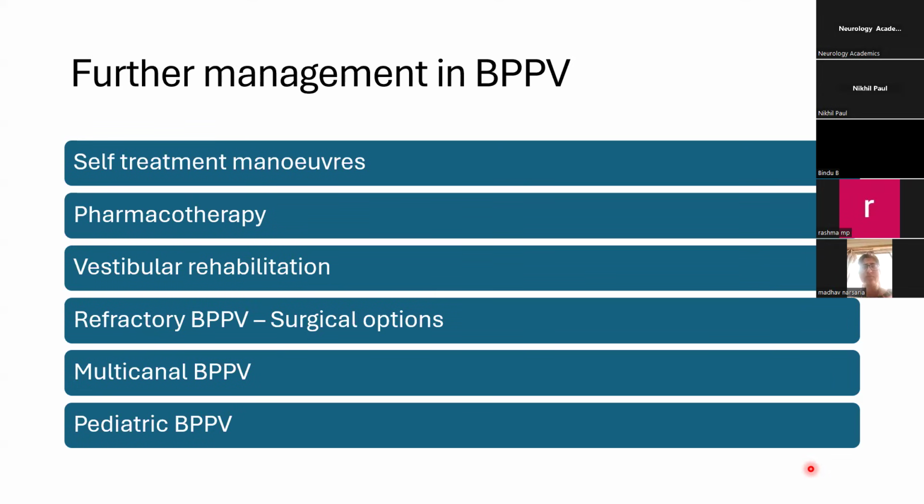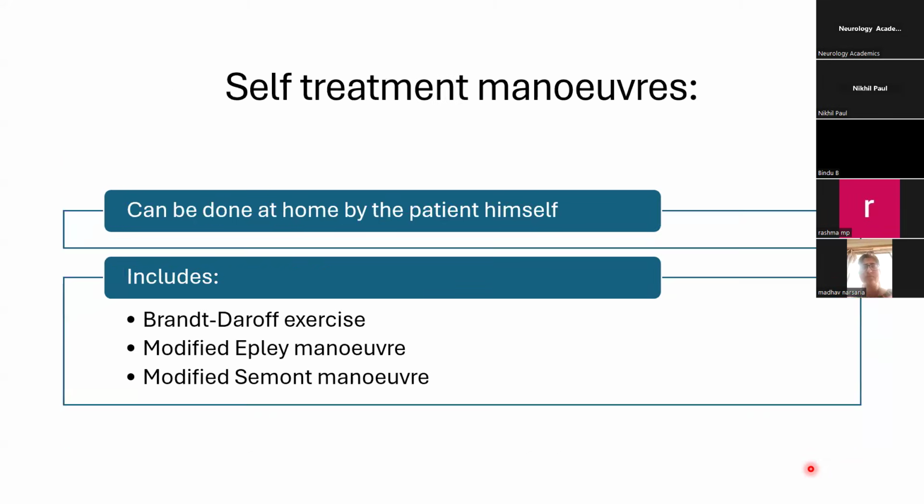So, what are the further management strategies in BPPV? Coming to the further management strategies, there are some home-based maneuvers which they can do if they are not having adequate cure in the hospital-based setting. And we'll see the role of pharmacotherapy and vestibular rehabilitation also, and what to do in refractory cases.